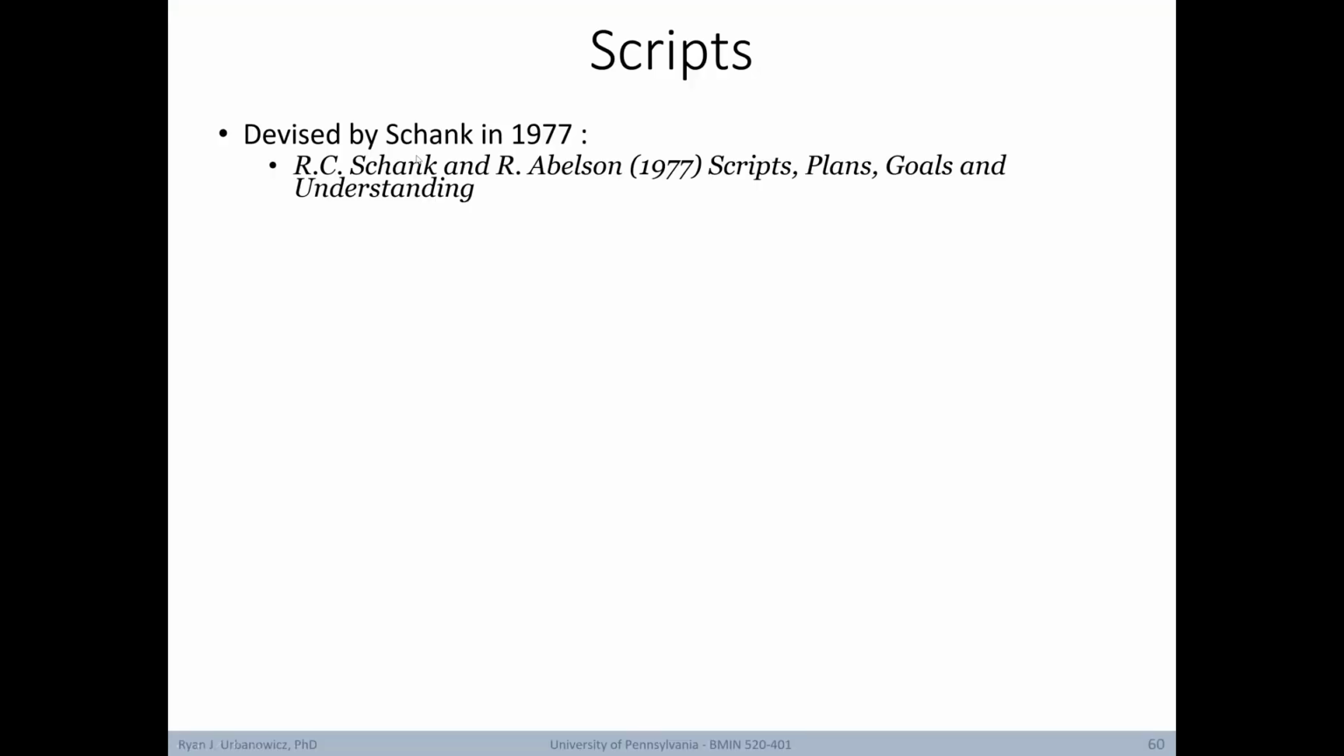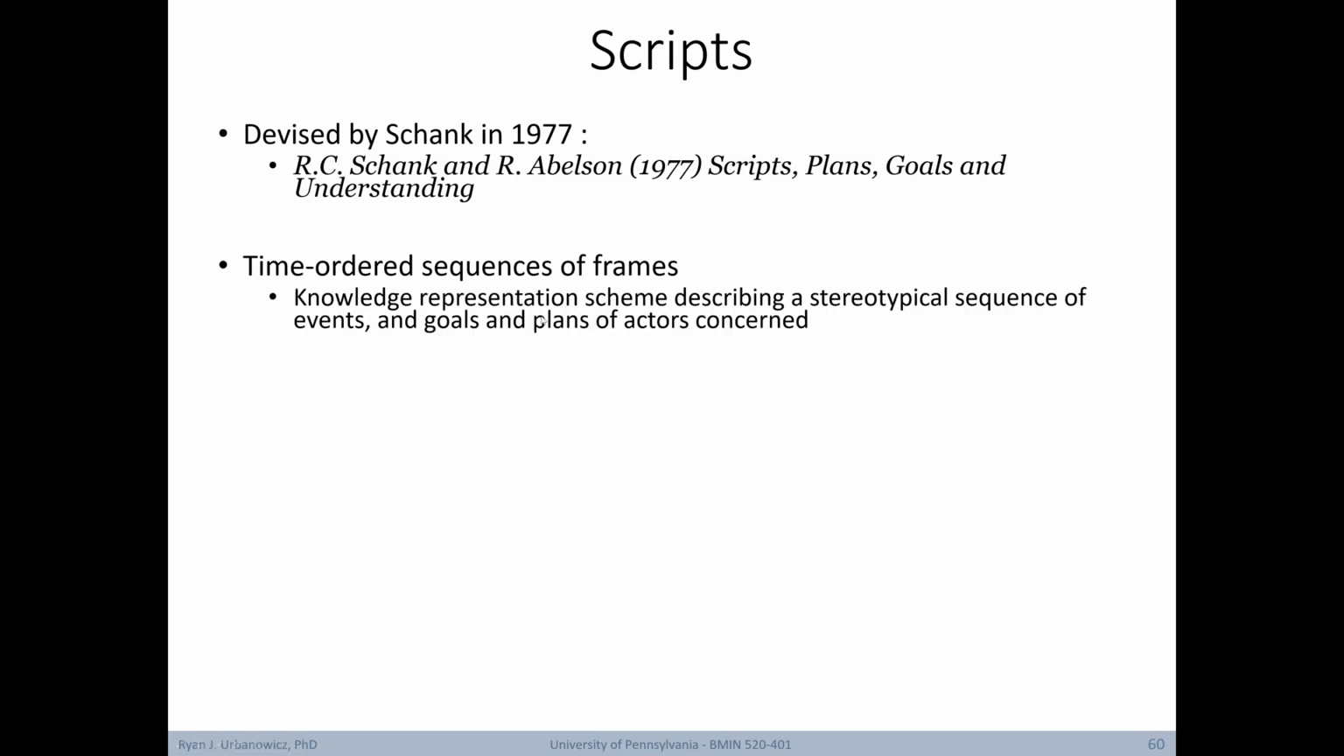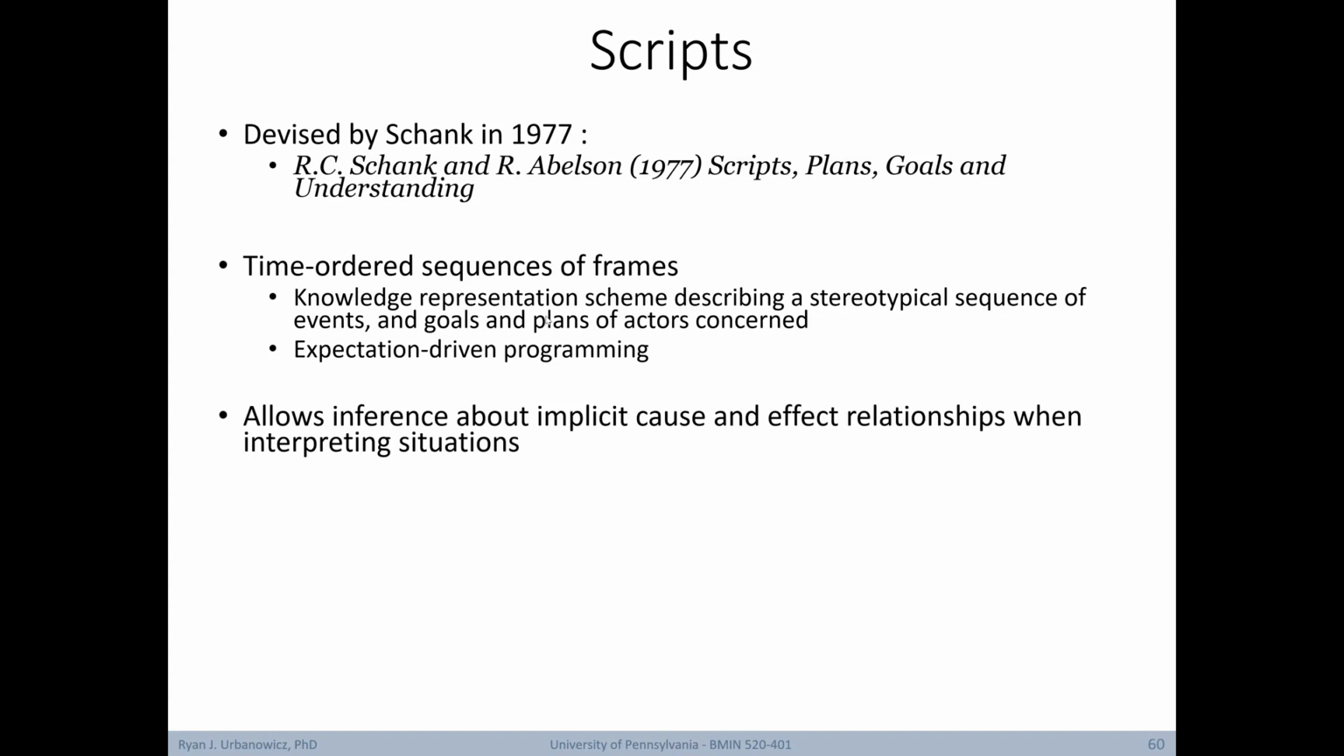Next, let's briefly take a look at something called scripts. Scripts were originally proposed by Schenck in 1977. Here's the original paper. Basically, scripts are time-ordered sequences of frames. They're a knowledge representation scheme describing a stereotypical sequence of events, as well as the goals and plans of the actors concerned. This is a form of what's called expectation-driven programming. Scripts allow inference about implicit cause and effect relationships when interpreting different situations.